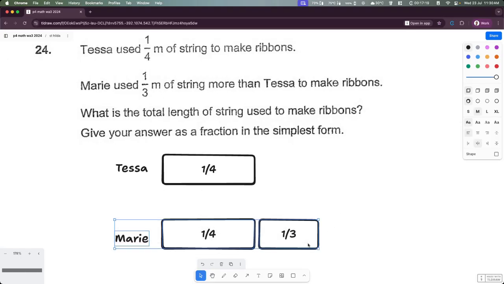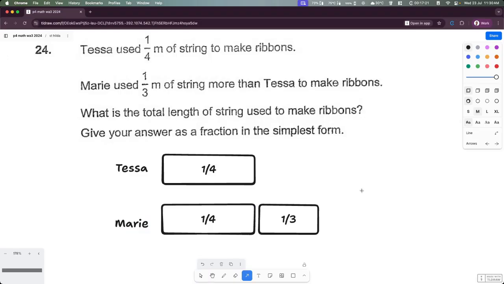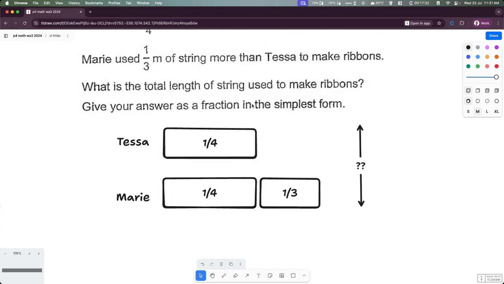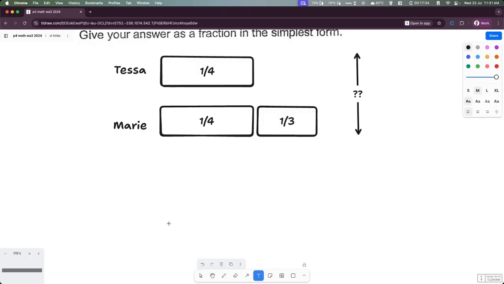So what we want is basically the total. So what is the total between these two, right? So this is the question mark. Okay, so what we want to do is to basically just combine everything together. That's it, right? So what we can do is total is equal to 1/4 plus 1/4 plus 1/3.